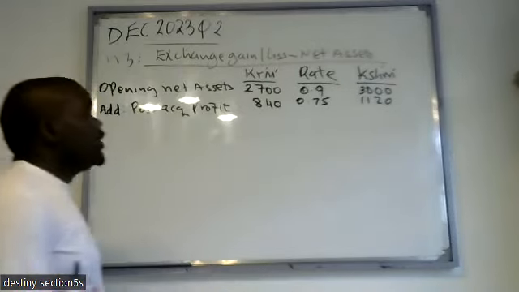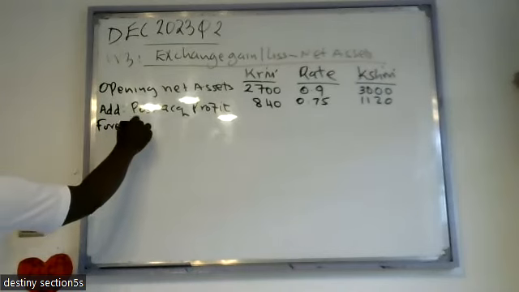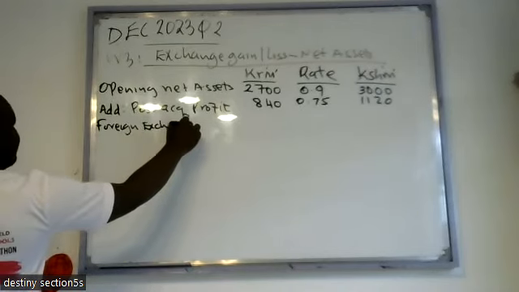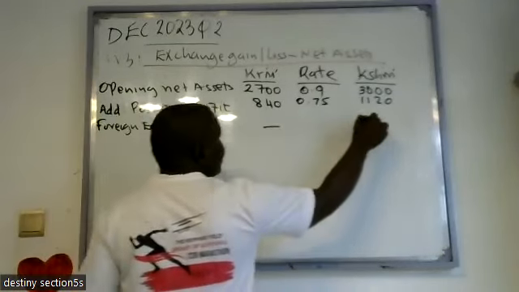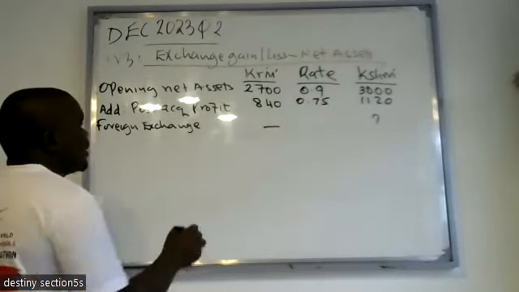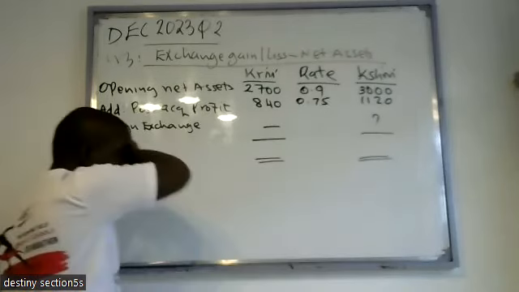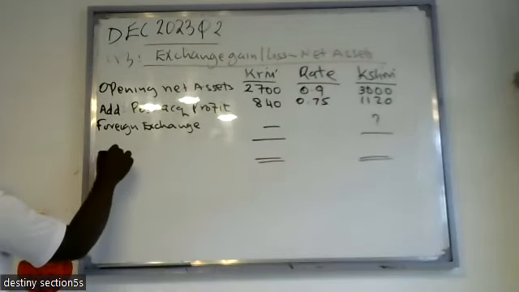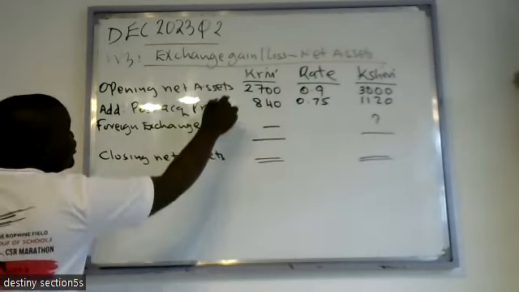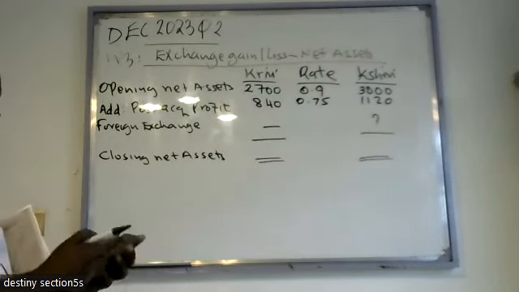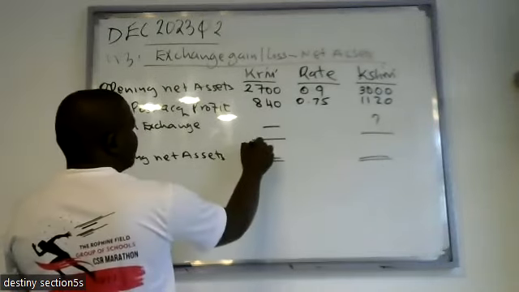For now, to know whether you gained or you lost, right here, foreign exchange. I don't know if it's going to be a gain or loss, so leave it there. Of course, it would be there. It will be here as the balancing figure. So get for me the closing. Get the closing. So closing net assets is 27 plus 840. So 27 plus 840, that is 3540.